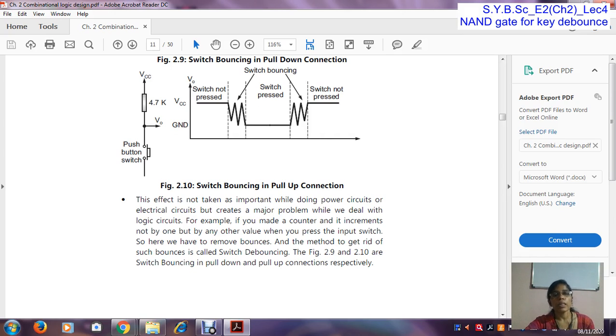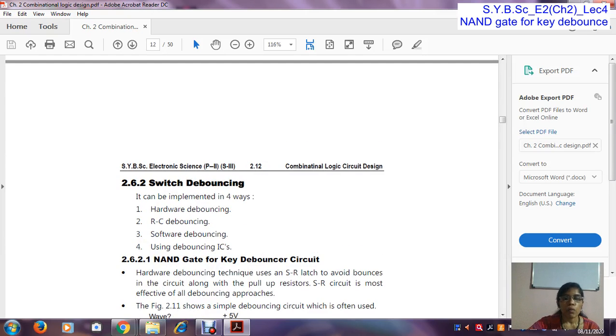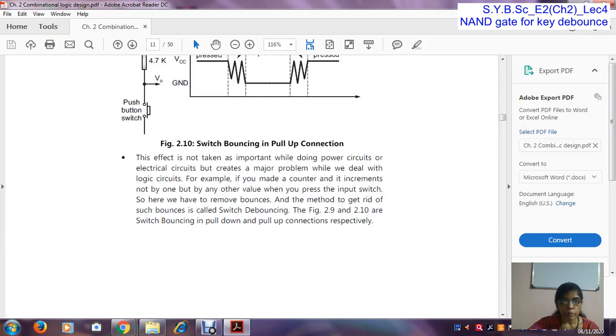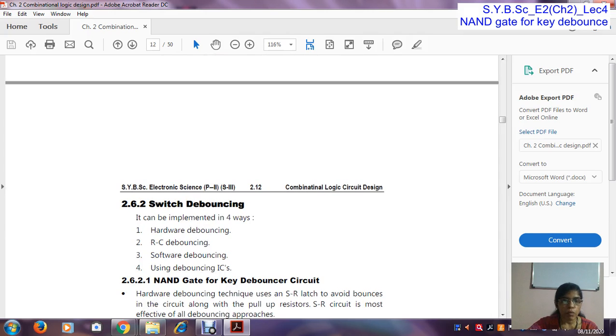So the method to get rid of such switch bouncing condition, and the circuit, is called a NAND gate for key debouncer circuits. Okay. And the method to get rid of such bounce is called switch debouncing. So switch bouncing is a pull down and pull up connection respectively. Here the switch debouncing can be implemented in four ways: hardware debouncing, RC debouncing, software debouncing, and using debouncing IC. So these are the four methods to implement the switch debouncing.